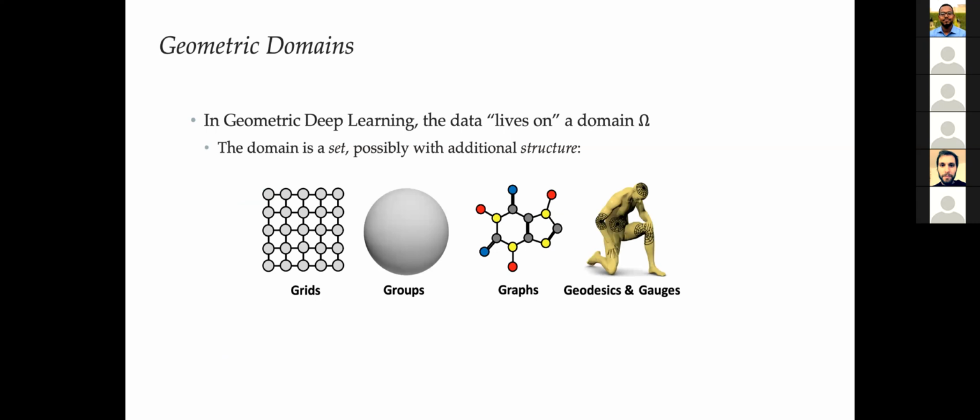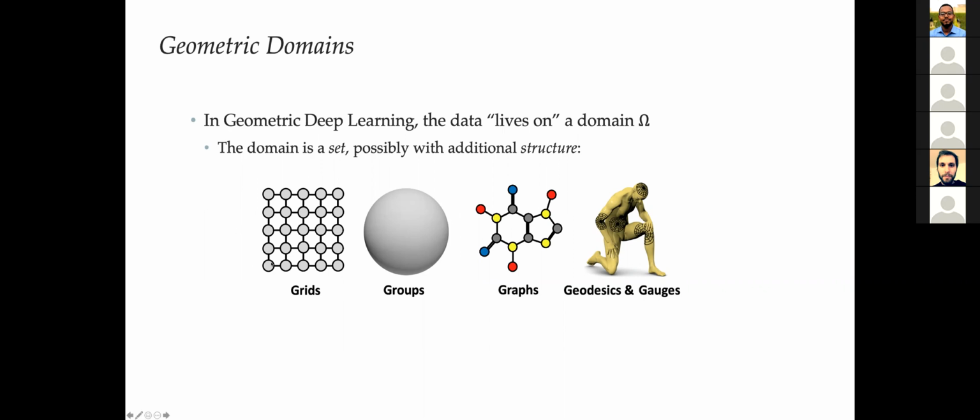Okay, so let's look at these geometric domains. In geometric deep learning, the data basically always lives on a domain that we will denote by omega. I don't know any other example where it's not true. So some examples are grids, groups, graphs, and manifolds, where you deal with geodesics and gauges. We couldn't use manifolds because it doesn't start with a G, so that's why we have these. The domain is always a set. That's typical in mathematics. Your domain is some kind of set, but it may have different kinds of structure.